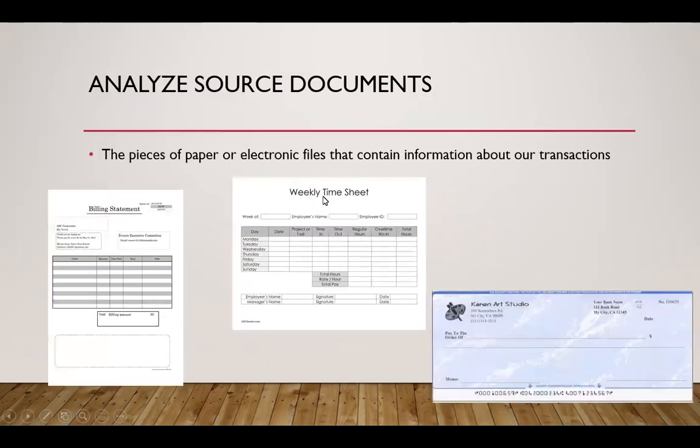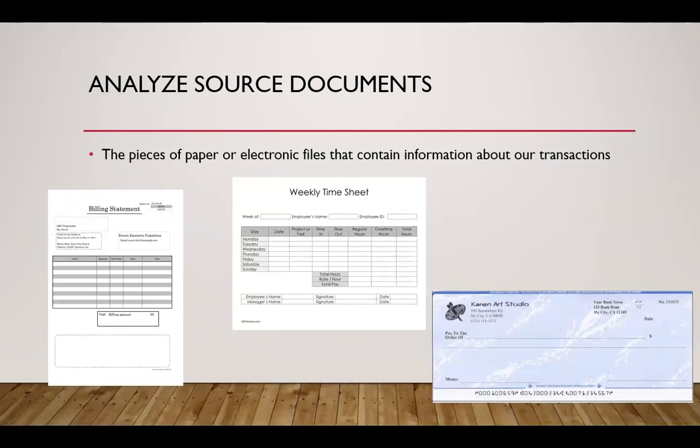The first one is analyzing source documents. Our source documents are pieces of paper or electronic files that contain all the information about our transactions. So when we analyze our source documents, we're looking at things like invoices, checks, time tickets or time sheets, and we're gathering information about our transactions.